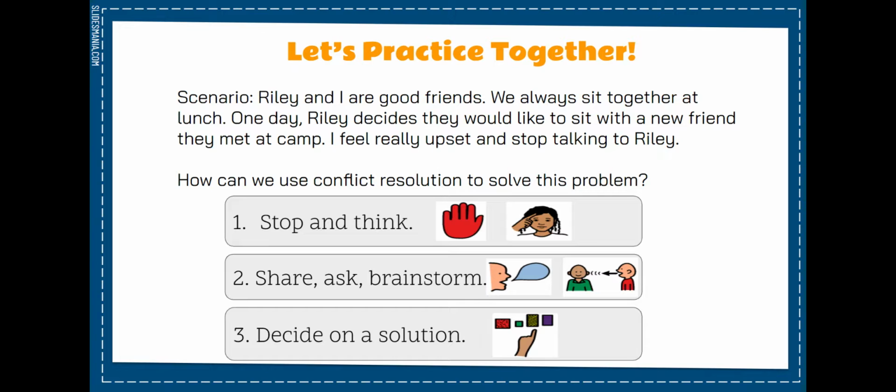Step 3, decide on a solution. Together, come up with a solution that meets both of your needs. Perhaps you both decide that all 3 of you will sit together and that your friend will introduce you to the new friend at recess today.